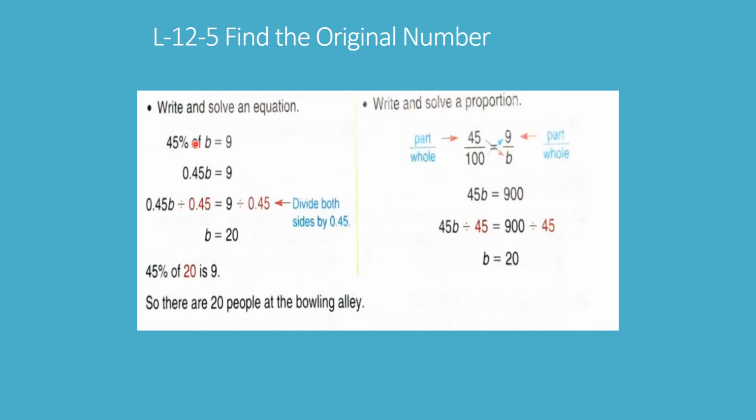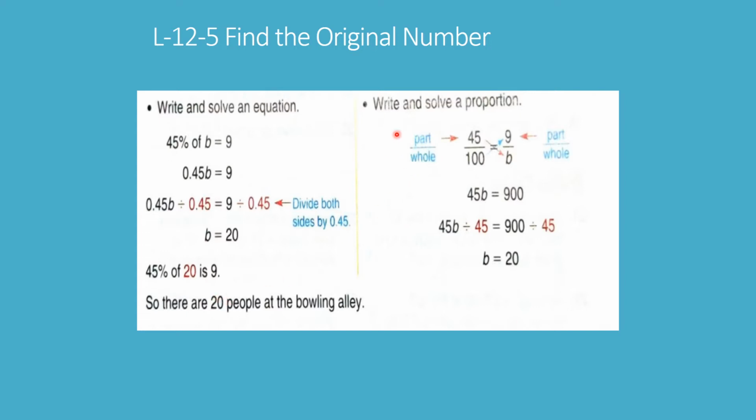Of means multiply. Then 0.45b is there. What is your aim? b alone. Then you divide both sides by 0.45. What is the answer? 9 divided by 0.45 is 20. So how many are there altogether? The total number of pupils is 20.